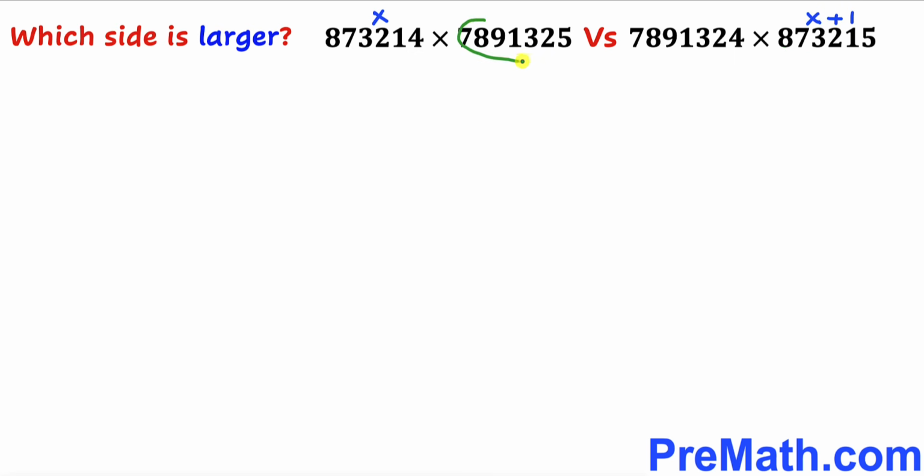Now we are going to focus on these numbers. Both of these numbers are 7-digit numbers. Here, let's make an observation: this number is 1 larger than this number. If I label this number as y, then this number has got to be y plus 1. Therefore we end up with x times (y plus 1) versus y times (x plus 1). In other words, x(y + 1) versus y(x + 1).